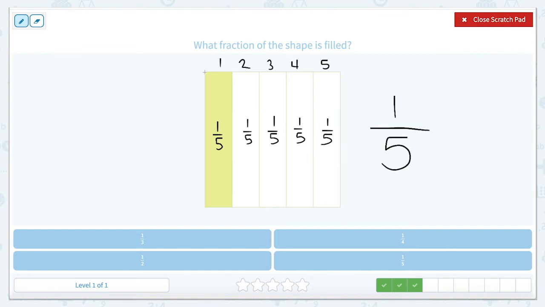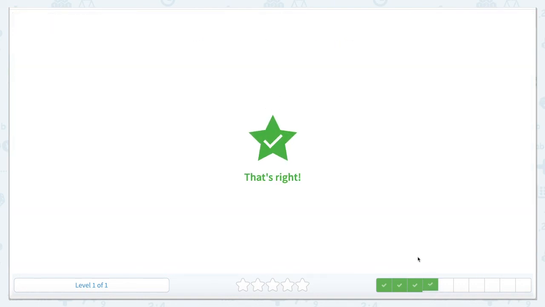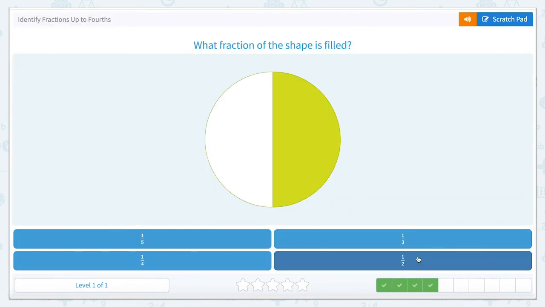They want to know what fraction of the shape is filled. Well, we only have one piece that is filled. So if there's only one piece that is filled, well, then this piece is equal to one fifth. So let's close our scratch pad, find one fifth, and that's right.